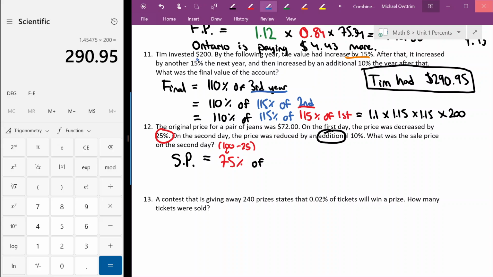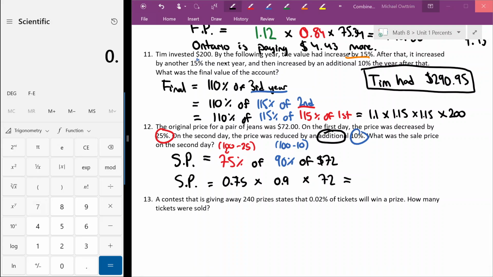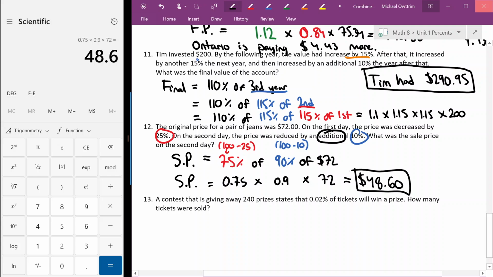Then I have my 90%. 90 comes from 100 take away 10. And that'll be of my regular price of $72. Let's convert those to decimals to calculate. So this will be 0.75. We'll multiply that by 0.9. We'll multiply that by 72. Get our answer. We get $48.60 is going to be my final price.